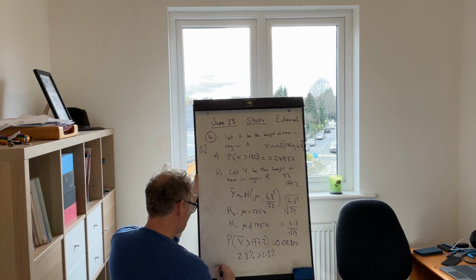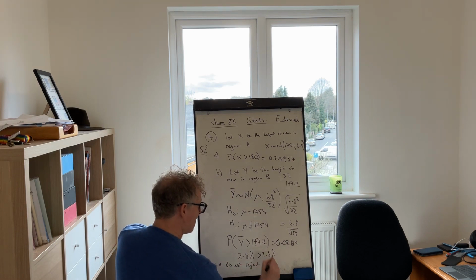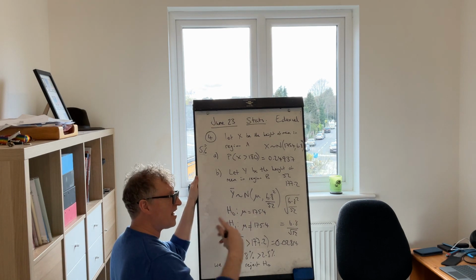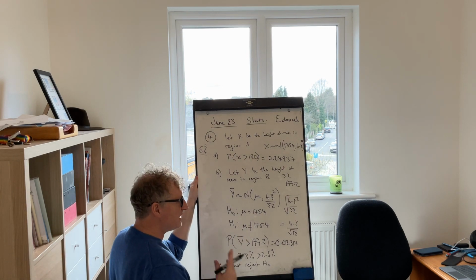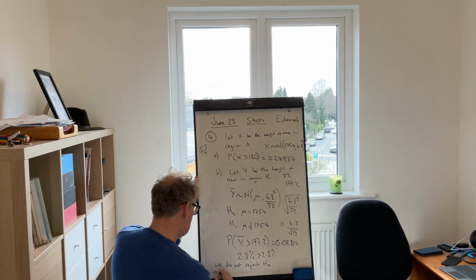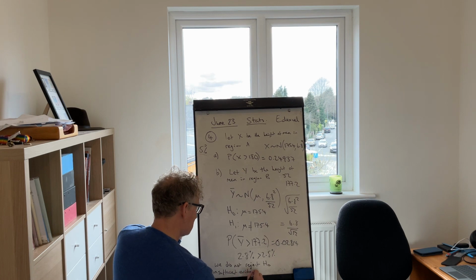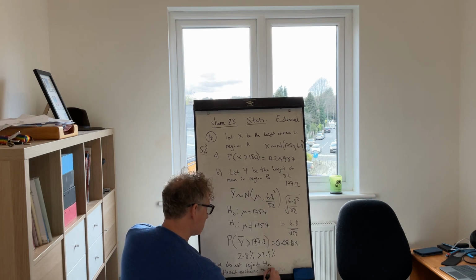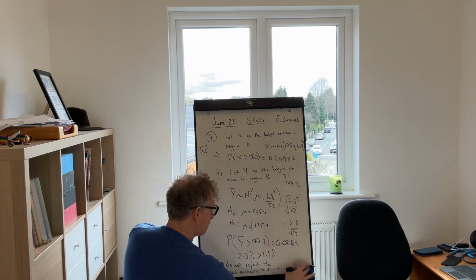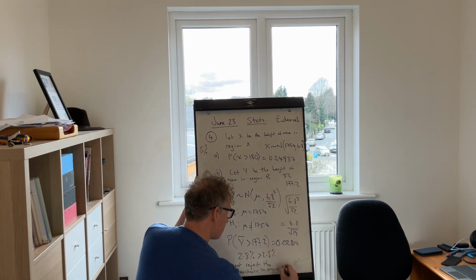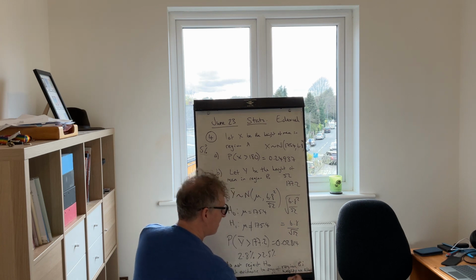So we do not reject H0. And as usual, we've got to put that claim in some kind of perspective. So we need to say there's insufficient evidence to suggest region B's heights are different. Oh, I can't just squeeze that in, but hopefully you heard that okay.